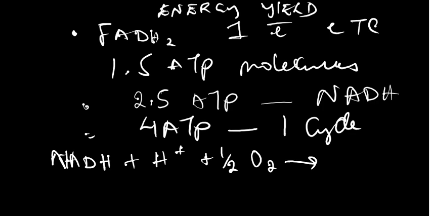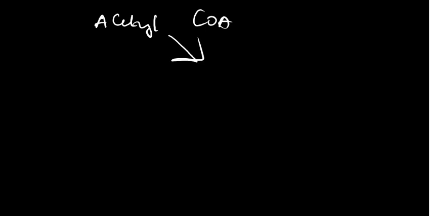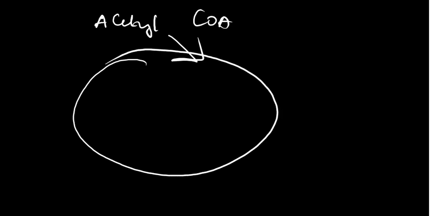It gives us NAD plus. It has lost an electron, plus water. So now let's consider the energy yield per molecule of acetyl CoA. We had talked about FADH and NADH, but now we are talking about acetyl CoA. When this acetyl CoA is produced in beta oxidation, it enters the citric acid cycle, right?